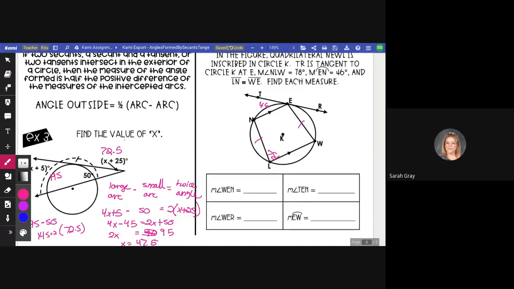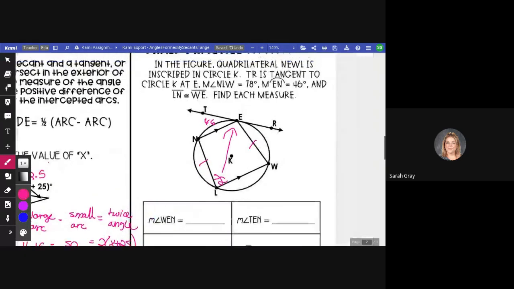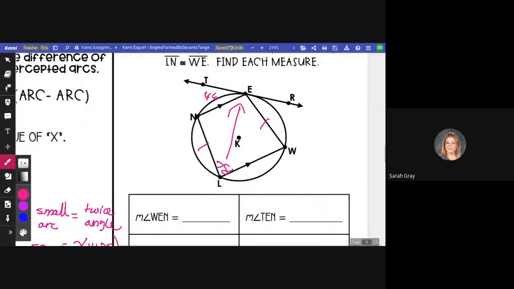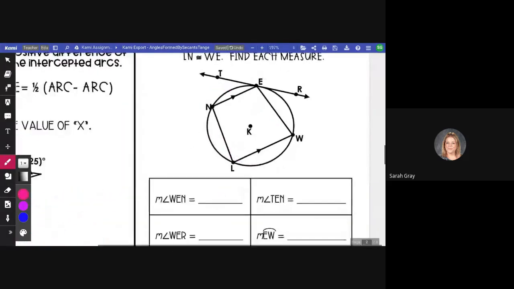Okay, measure of angle WEN. It is opposite of angle L. And one of the theorems we had a couple of days ago was if two angles are opposite in a quadrilateral inside of a circle, then they're supplements of each other. So angle E must be 102. We didn't have enough arc information yet to figure that out without the quadrilateral rule.